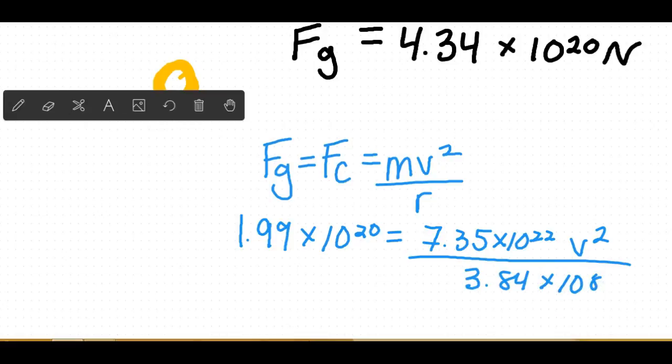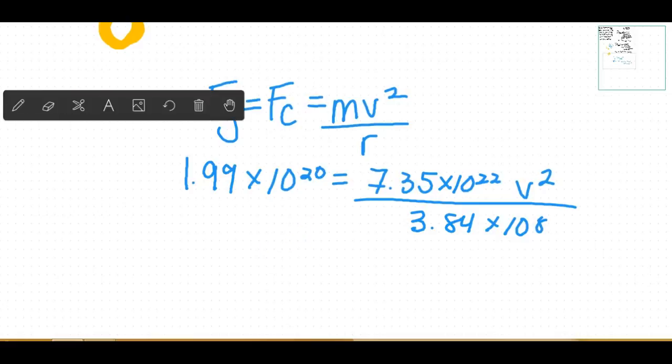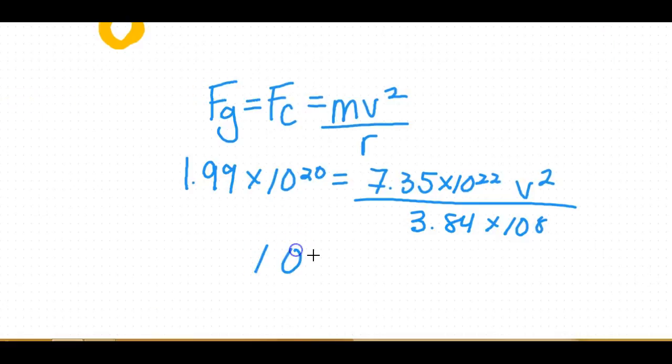All right, we're going to solve this by multiplying both sides by the radius. So we do 1.99 times 10 to the 20th, and multiply that by 3.84 times 10 to the 8th. We're going to divide by the mass of the moon, which is 7.35 times 10 to the 22nd, and then take the square root. So we're going to get an orbital speed of the moon of 1,019.6 meters per second, which is pretty fast. So that means we have a speed of 1 kilometer per second.